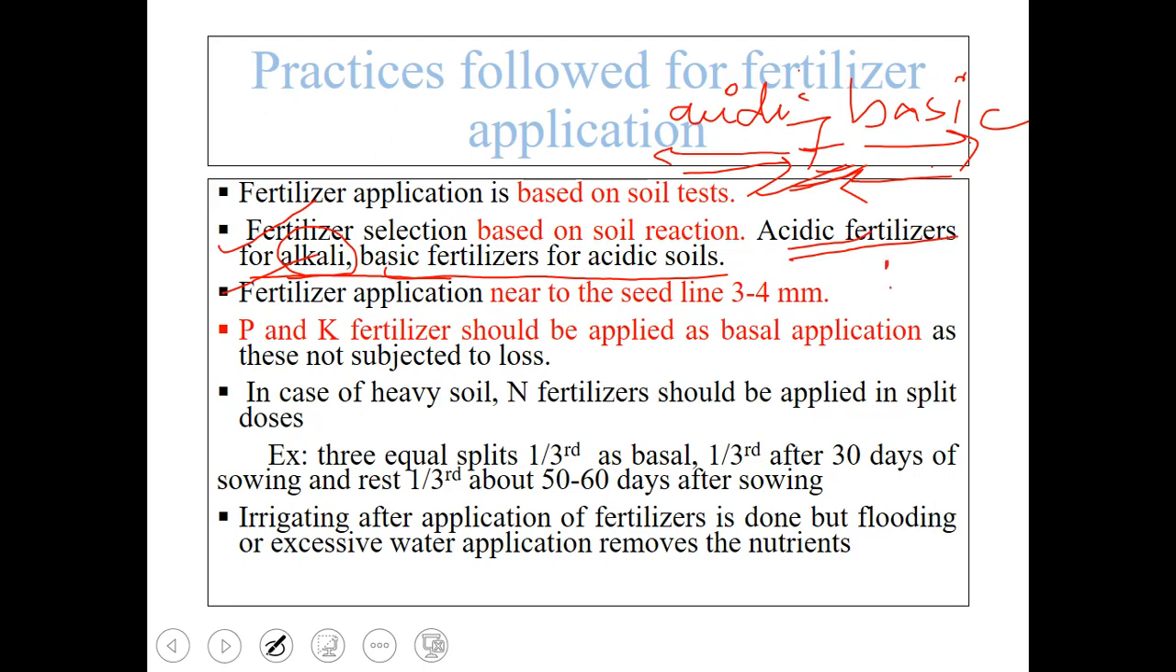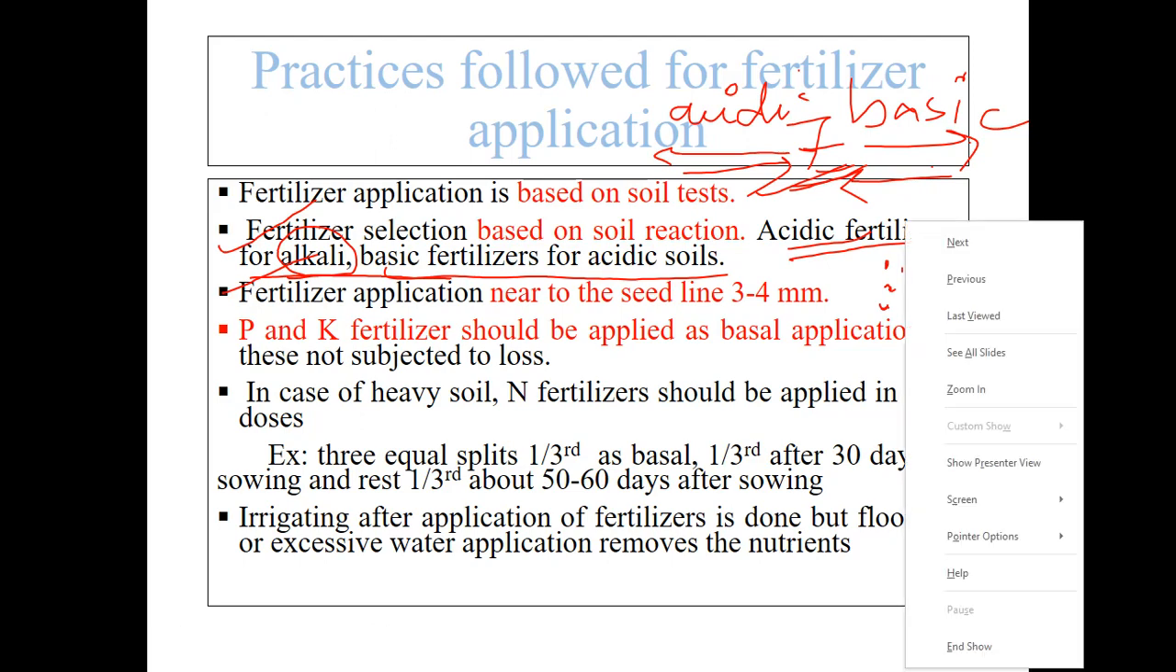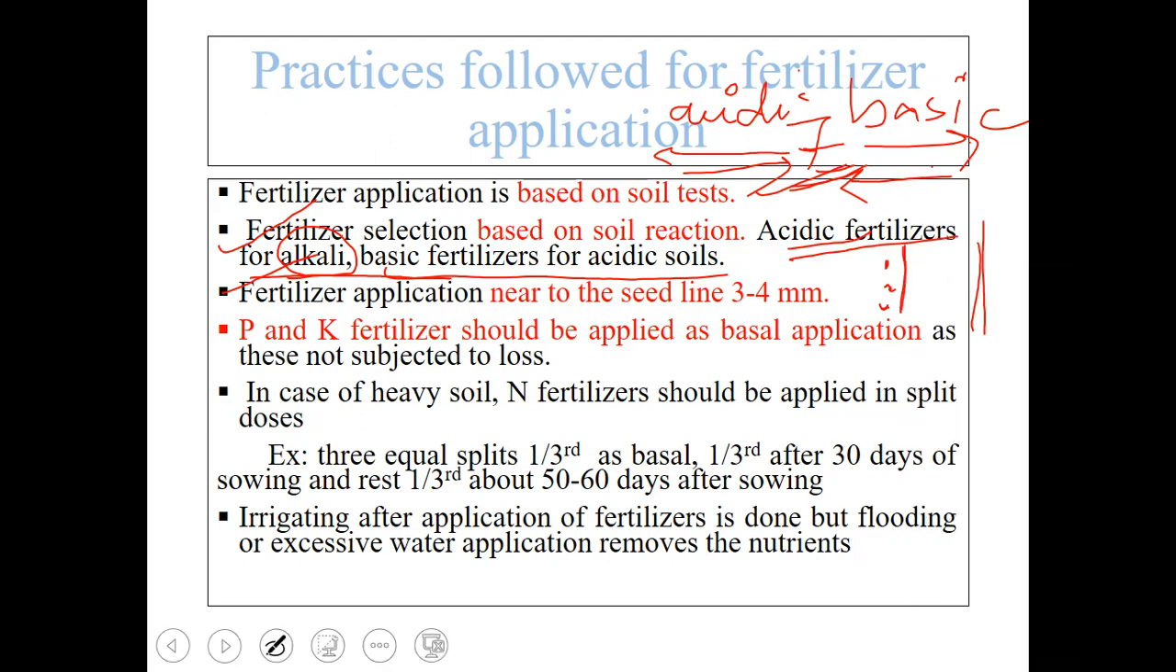Alright, the third point is that fertilizer application should be done near the seed line. Say for example, if seeds are sown in a line like this, and we apply fertilizer far away, somewhere in between the rows, that will not be available to the plant. So it should be just 3 to 4 mm away from the seed line, not more than that. It should be very near to the plant root or plant stem.